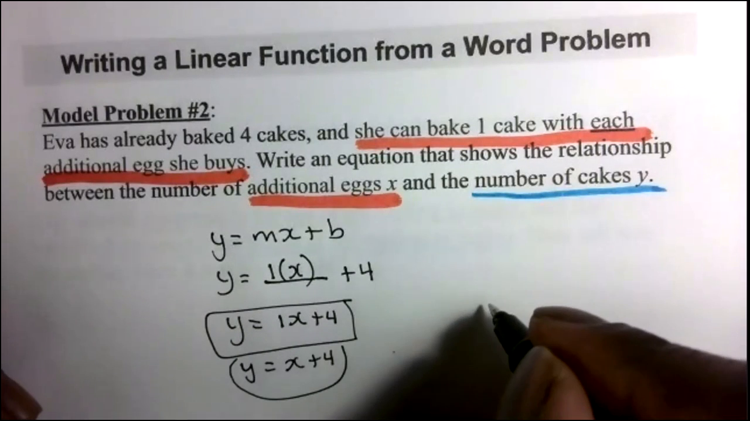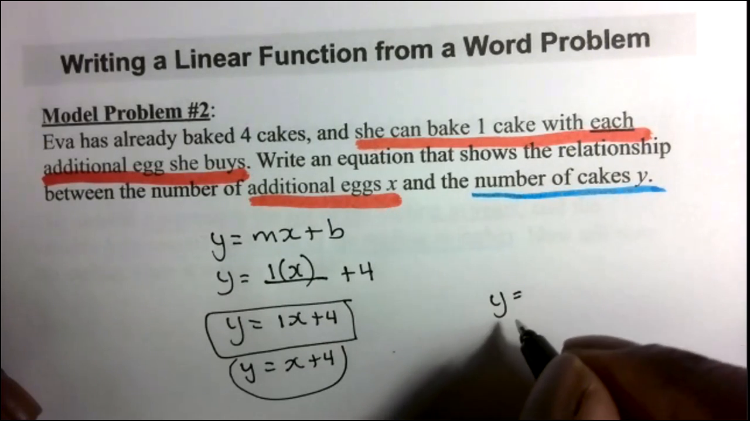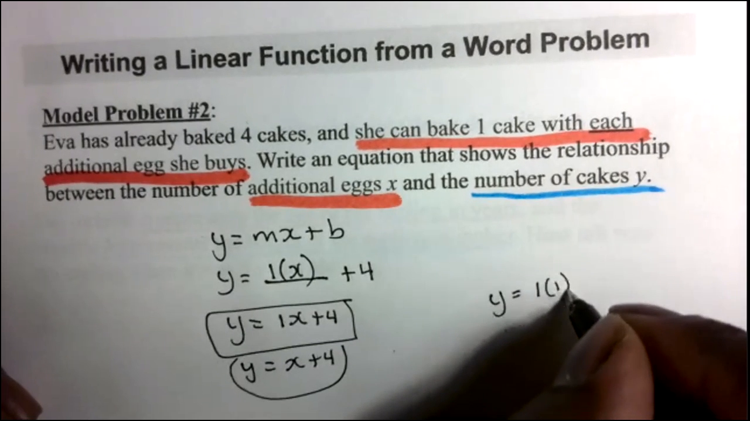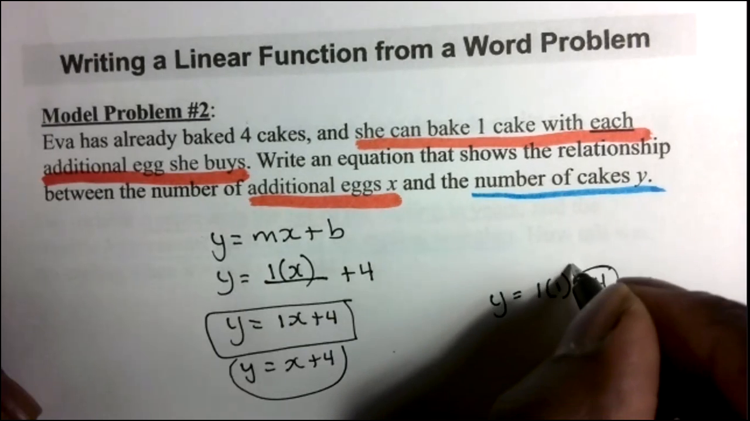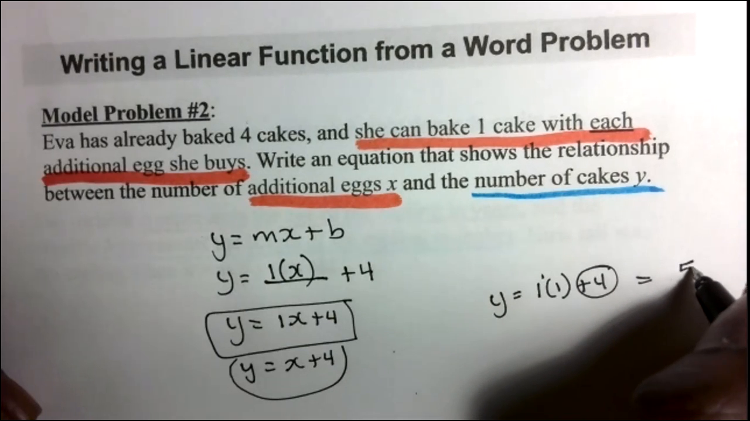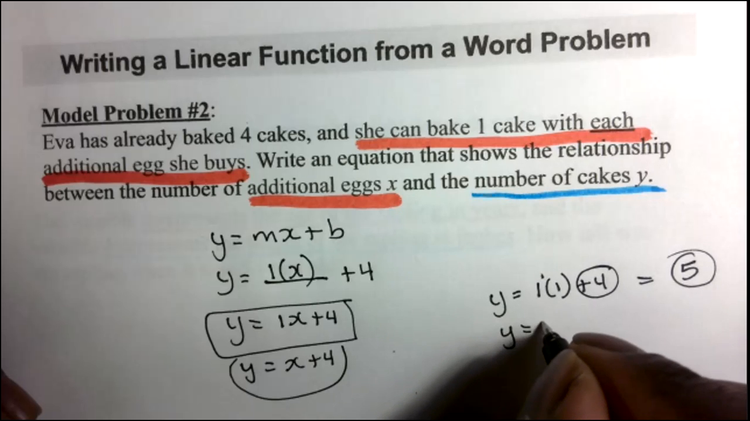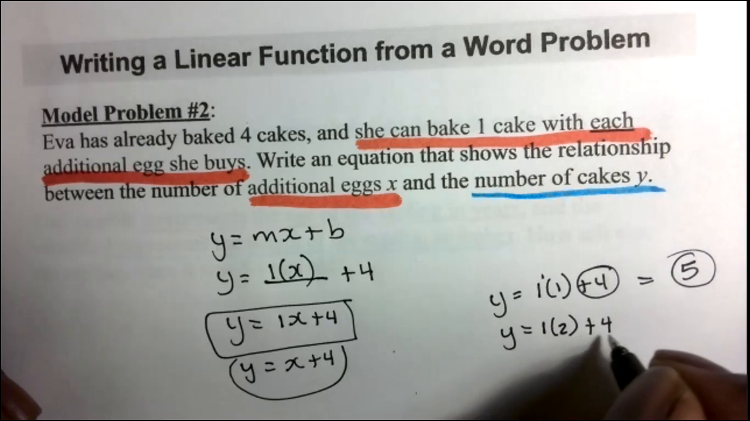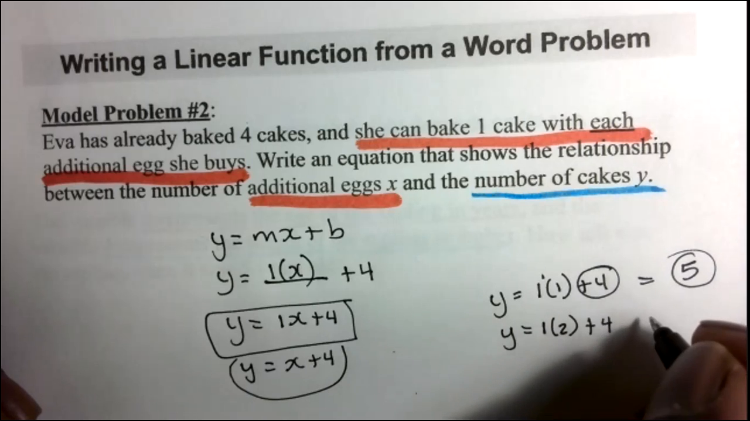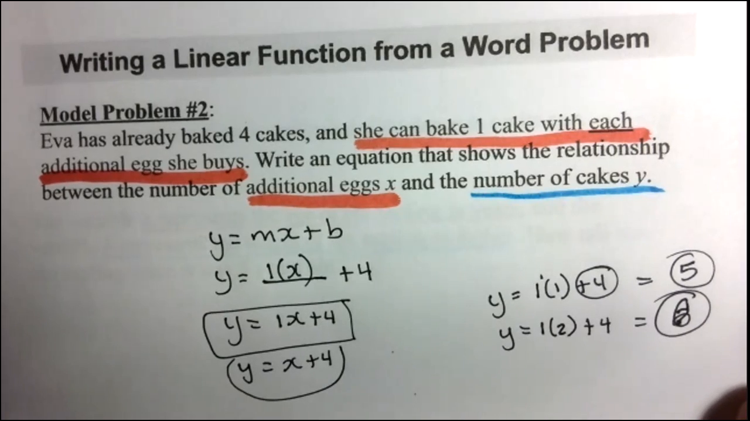So let's look at an example here. What if she bought one egg? So it's going to be y equals 1 times 1 plus 4. So one egg, she already made 4, and with one egg she's going to make an additional one. So that means she'll have 5 cakes. If she bought 2 eggs, it will be y equals 1 times 2 plus 4. She already did 4, and then 2 is going to give me 2. So that will give me 6 cakes. And it goes on and on and on.